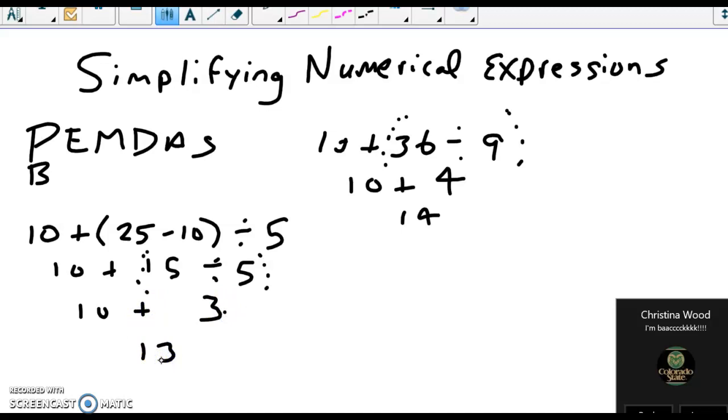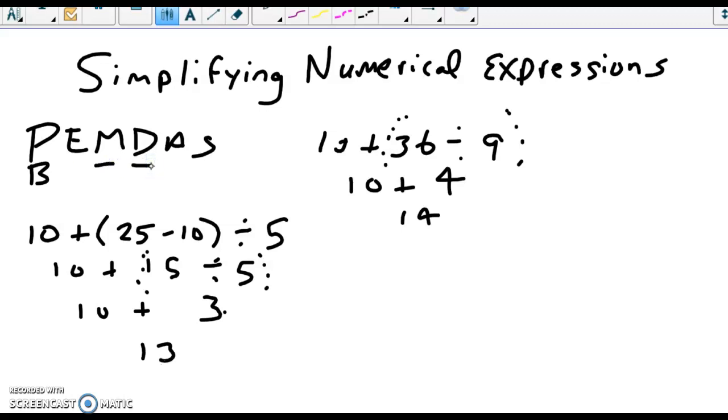Okay, so there's a couple of examples for you. Remember, you have to do it in parentheses first, and then keep going, work left to right. When you're left with just multiplication or division, you work left to right. If you have just addition, subtraction, you work left to right. Okay, and then you solve.